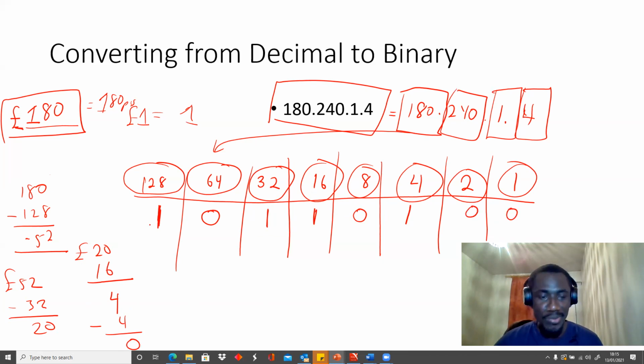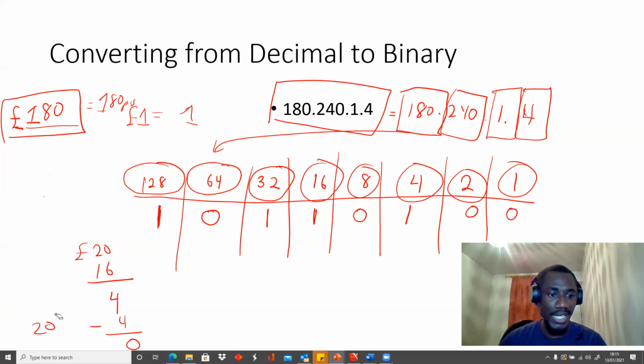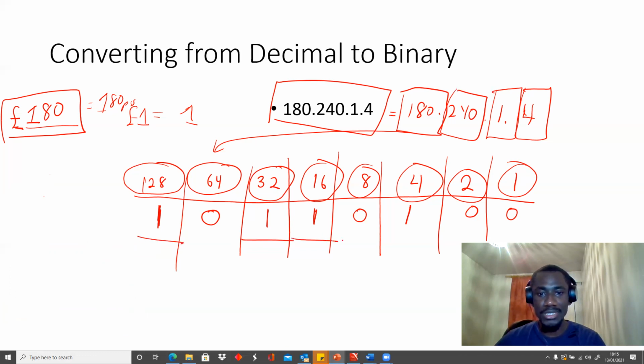It's a bit tricky on the first one, so we'll take another example, but this is what we mean by converting from decimal to binary. Let's look at this again. In this particular shop, you could see that we bought one from 128, one from 32, one from 16, one from 4. If we add these numbers, 128 plus 32 plus 16 plus 4, if you sum that up, you get 180.